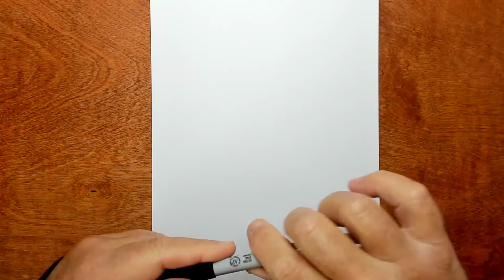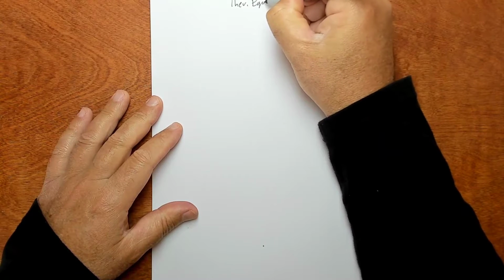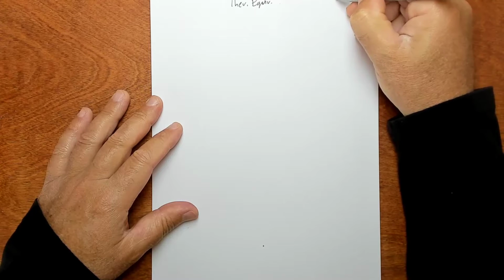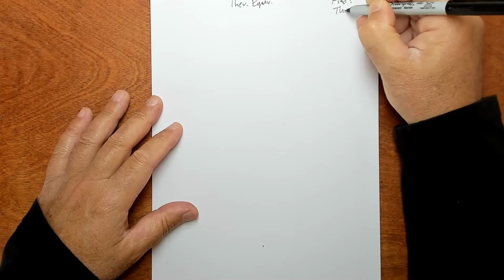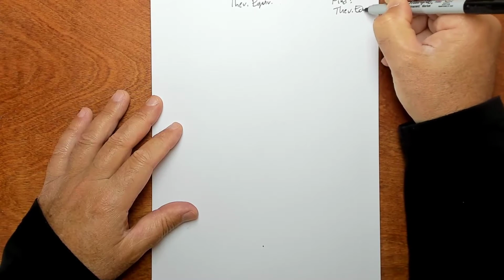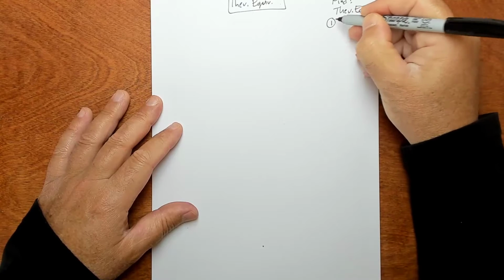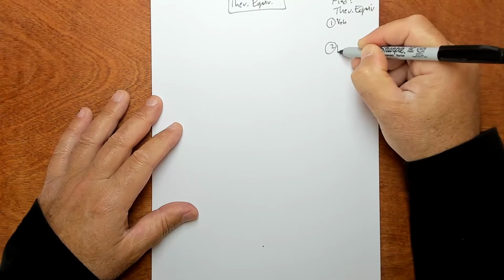Welcome back. Let's do another Thevenin equivalent, but this time let's use some different methodology. So we're trying to find the Thevenin equivalent, which basically breaks down into two steps. We want to find V sub Thevenin and we want to find R sub Thevenin.